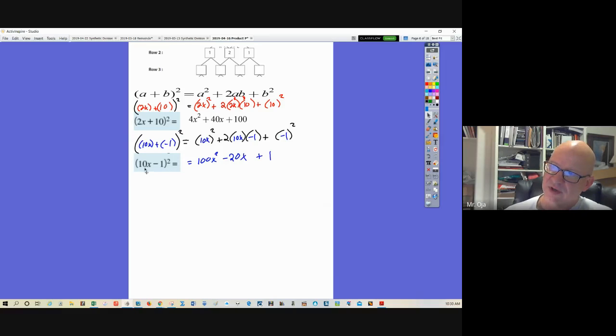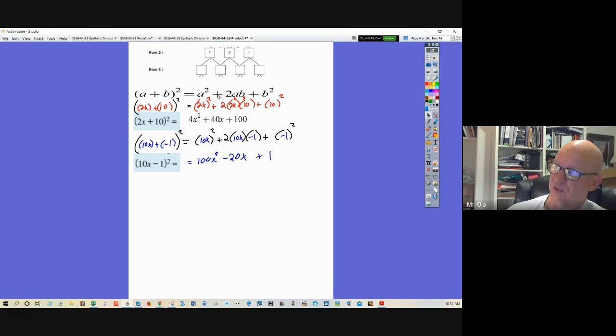Let's try this one. The quantity 10x minus 1 squared. Okay, so now that's going to fit the pattern a plus b squared, where a is equal to 10x and b is equal to -1, right? Because subtracting something is the same as just adding a negative, right? Mm-hmm. Okay, so we're going to follow the same pattern.